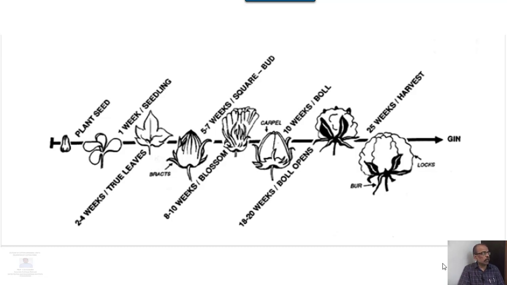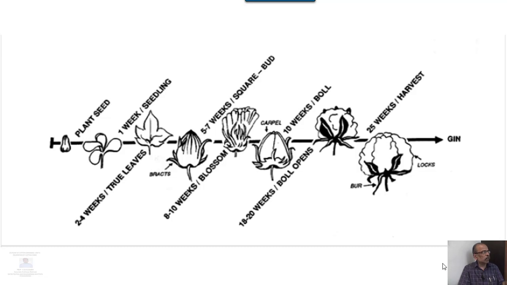It will open in a natural process, and the opened boll, which comprises the seed cotton, will appear on the plant. So this is how all these different steps are there in sequence.